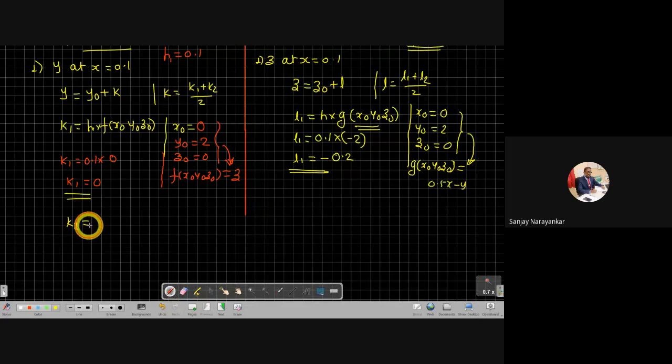K2. H into f of x0 plus h, y0 plus k1 and z0 plus L1. Okay. So what is your x here? X0 plus h. What's your y? Y0 plus k1. What's your z? Z0 plus L1. Tell me these values.